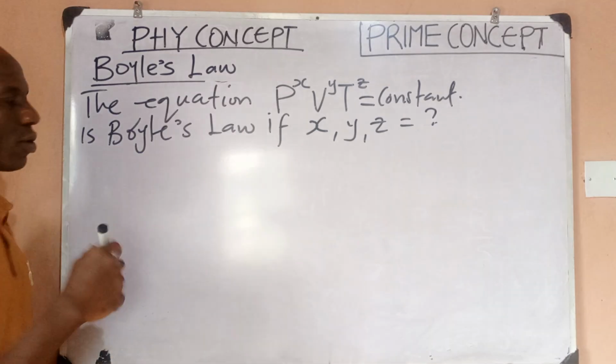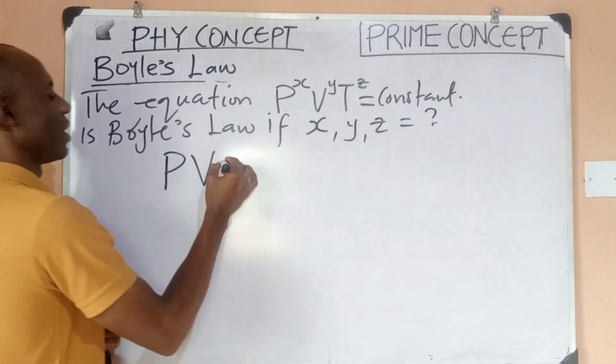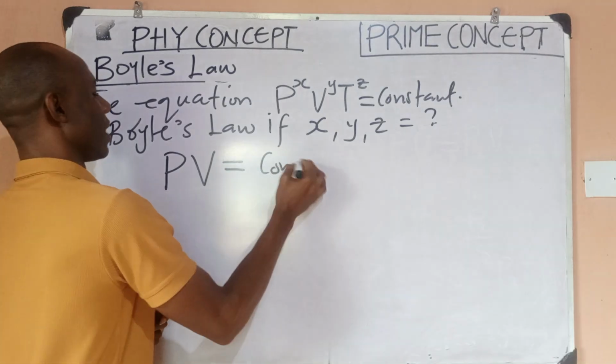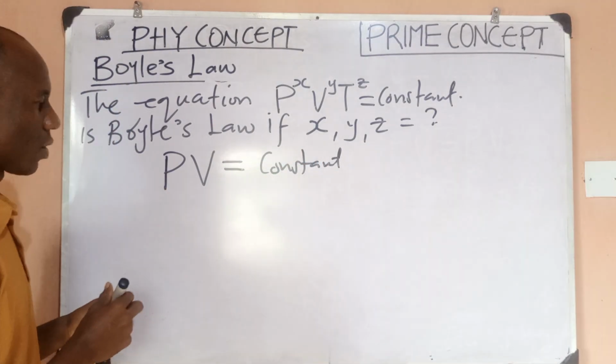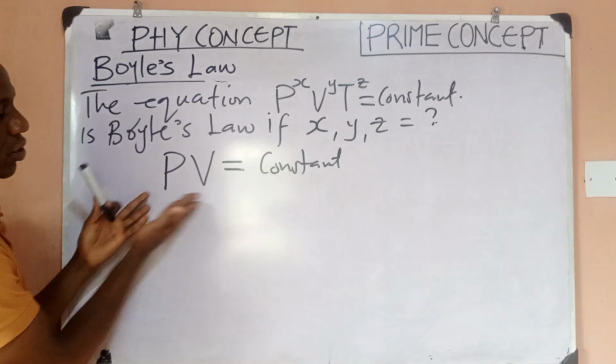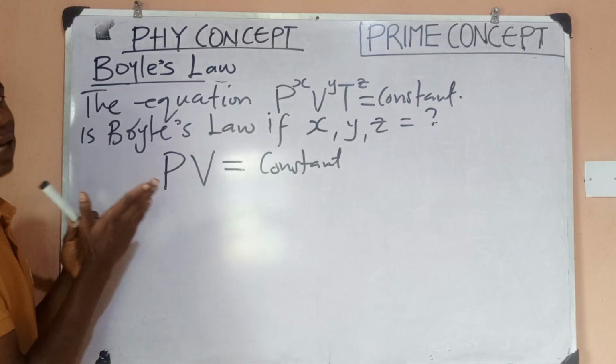Now, the first thing you want to ask is, what is Boyle's law? Boyle's law says that PV is equal to what? Constant. This is Boyle's law. Boyle's law, PV is constant. So which simply means that if you check here, you notice that there is no temperature in this because temperature is kept constant.